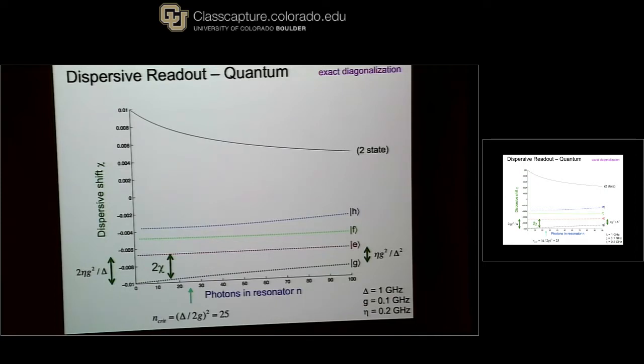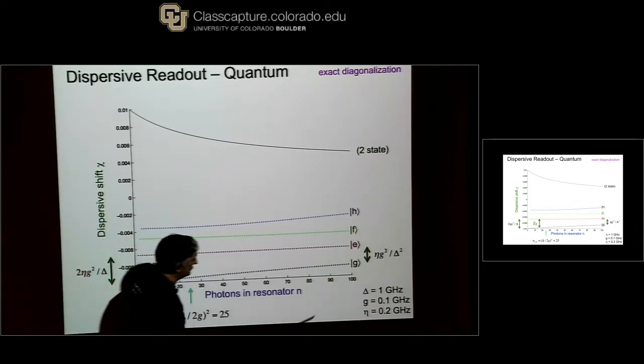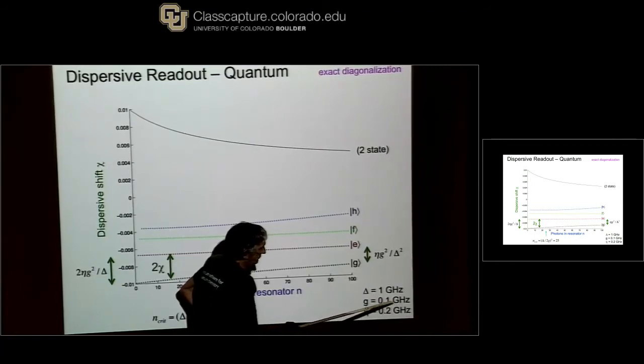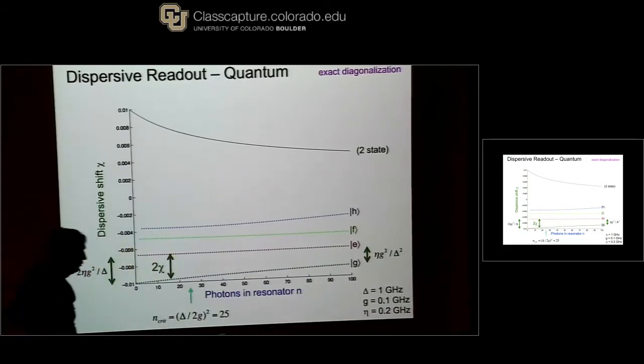Okay, so this tells you what you need to do. So typically we detune by about 1 gigahertz. We couple the qubit to the resonator at about 0.1 gigahertz. Eta is about 0.2 gigahertz. And this frequency shift here is a few megahertz, maybe 5 megahertz or so.